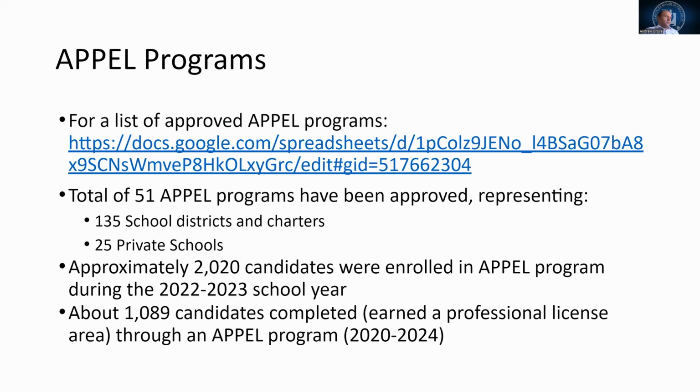During the 2022-2023 school year, we had over 2,000 candidates enrolled in APPEL, which made it the largest educator preparation program in the state. We have an annual report that will be due this fall, and then we'll get the data on how many candidates were enrolled this previous school year. And we've had over 1,000 candidates earn a professional license through APPEL, which is also really exciting. That's the total number as of a few weeks ago, so it's probably higher than that now.